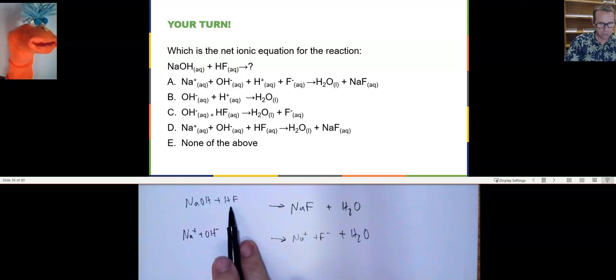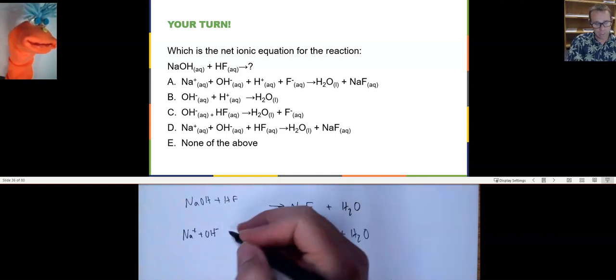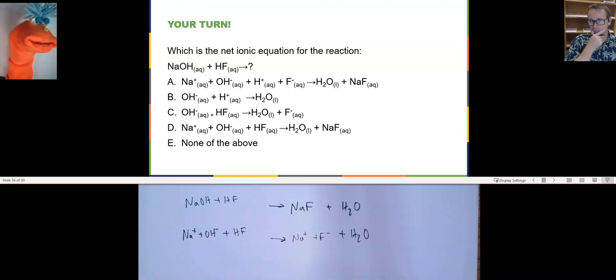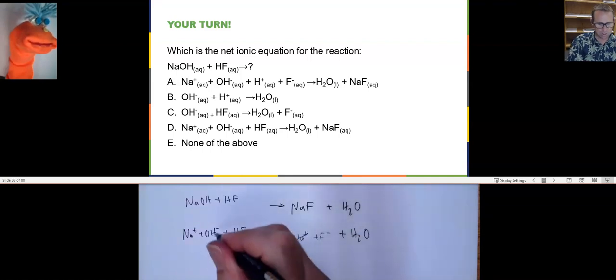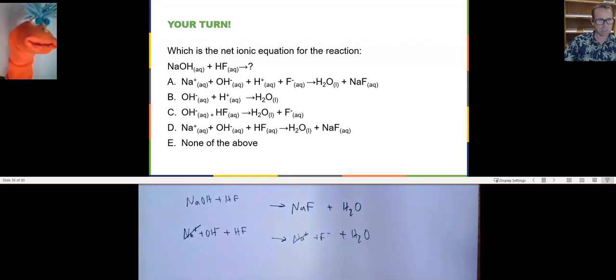HF, does it dissociate? I think so. It doesn't have any solubility rules information. No, it's an acid though. It's an acid, right? Specifically, it's a weak acid. And so weak acids we don't write as dissociated in ionic equations. So if this is our ionic equation here, we'll see that our net ionic equation just has that missing, which would be C here for us.